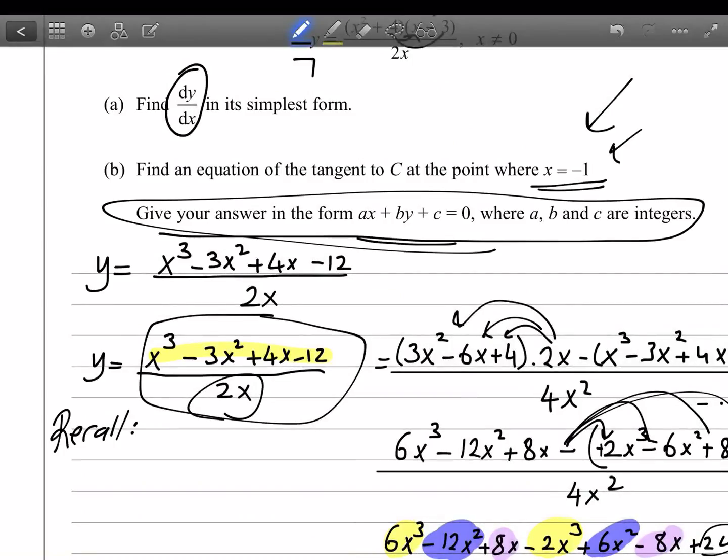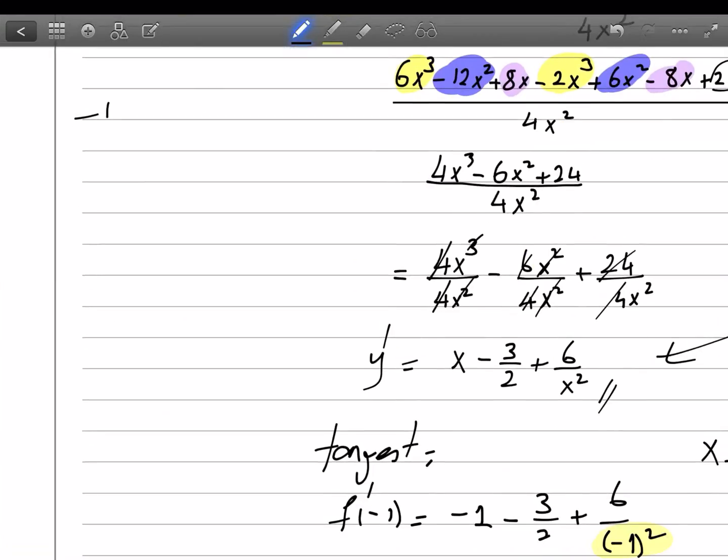The question asks for the equation of the tangent, and here we have a formula.